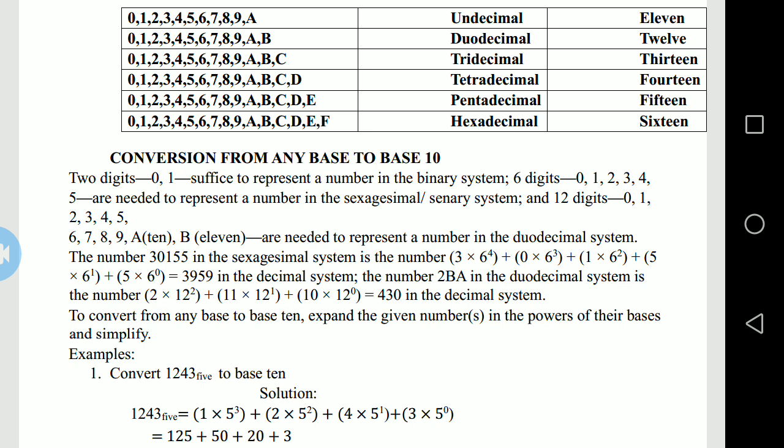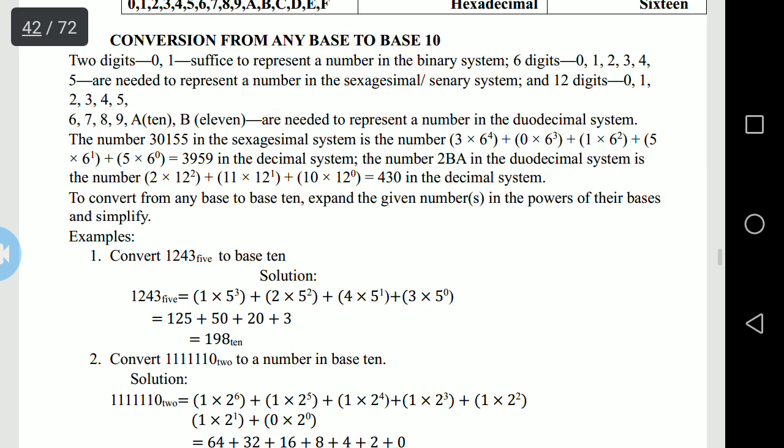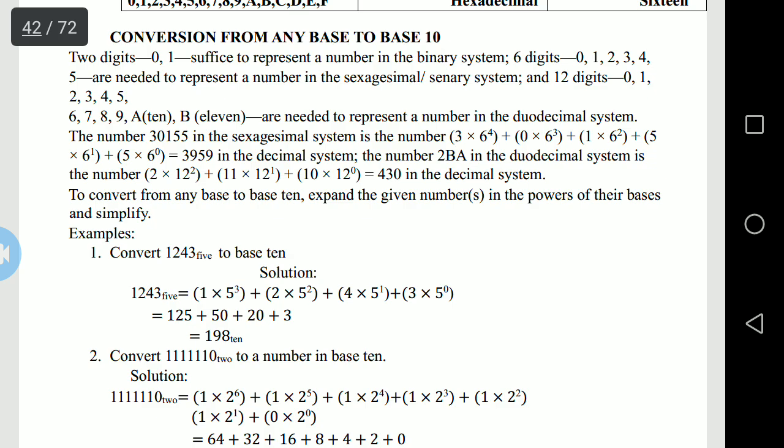So to convert from any base to base 10, expand the given number in the powers of their bases and simplify. Let's solve. For example, convert 1243 base 5 to base 10.